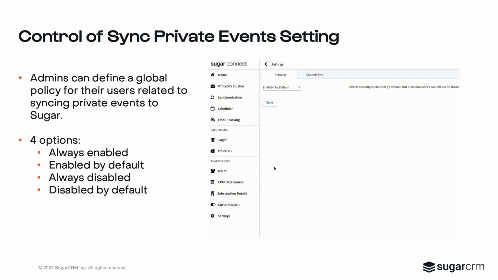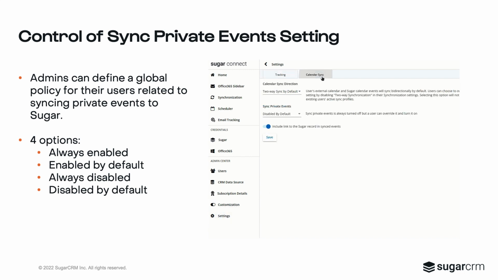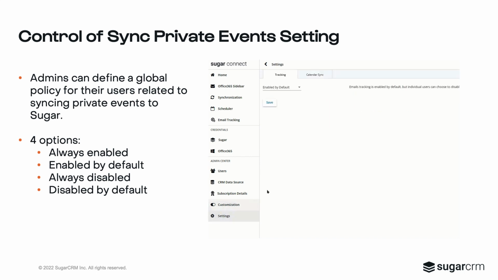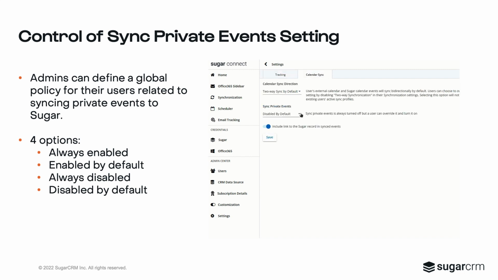Always enabled, which means that private events will always sync and users cannot change this setting. Enabled by default, which means that private events will sync, but individual users can override the setting to disable private event sync. Always disabled. This means that private events will not be synced and users cannot override the setting.